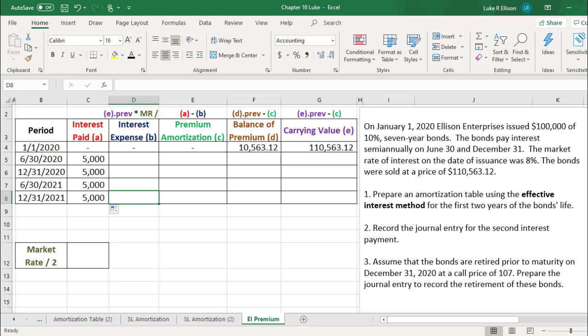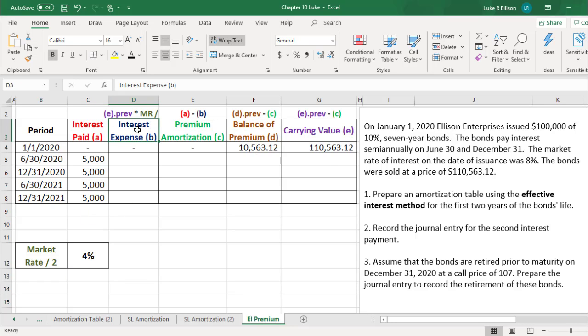Alright, the next thing I'll want to do is to find the market rate of interest divided by 2. And if we look closer here, we'll see that the market rate of interest on the date of issuance was 8%. So if we take 8% and we divide by 2, we will get 4%. So everything I've done so far, I consider the setup of the amortization table. Next, we can move to the remaining columns.